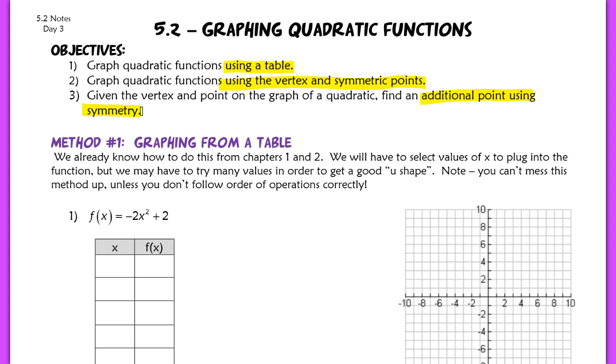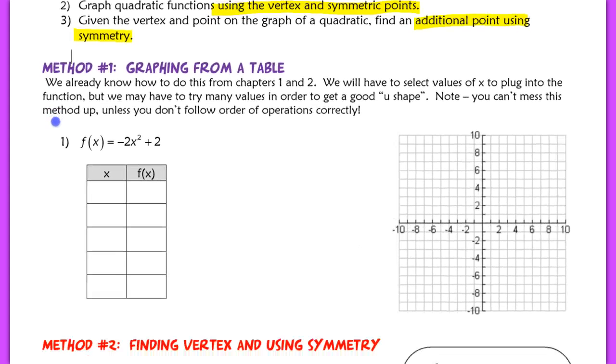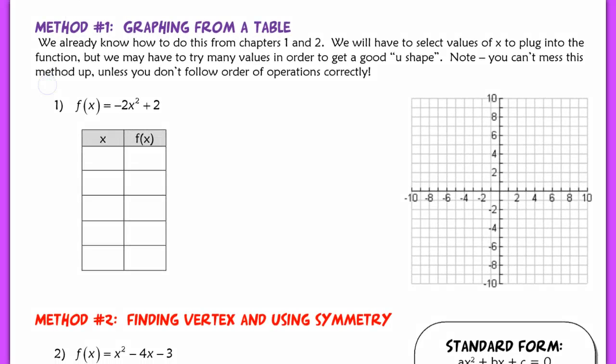So let's get to the first method. Method 1 is graphing from a table, which is something you've already done in chapters 1 and 2 quite a bit. Now remember, this is a parabola, and every quadratic should be U-shaped, so we should get a shape that either looks like one of these. Now, make sure that you get a U-shape. If you get something that looks like that, that's not quite a good graph. You need to extend your points so that you can find additional points on that graph. So you always want to get a good U-shape when you're graphing these.